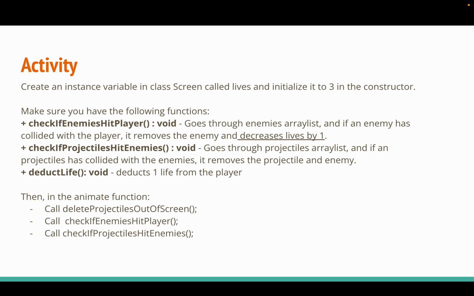All right, let's do an activity. Let's create an instance variable in class Screen called lives and initialize it to 3 in the constructor. So this is going to be an int variable lives. Make sure you have the following functions: checkIfEnemiesHitPlayer and checkIfProjectilesHitEnemies. You're also going to have deductLife, which deducts 1 life from the player. And you can see the descriptions for each of these functions right here. After you're done with this, you're going to go into the animate function and you're going to call deleteProjectilesOutOfScreen, call checkIfEnemiesHitPlayer, and call checkIfProjectilesHitEnemies. So pause this now and try this on your own.